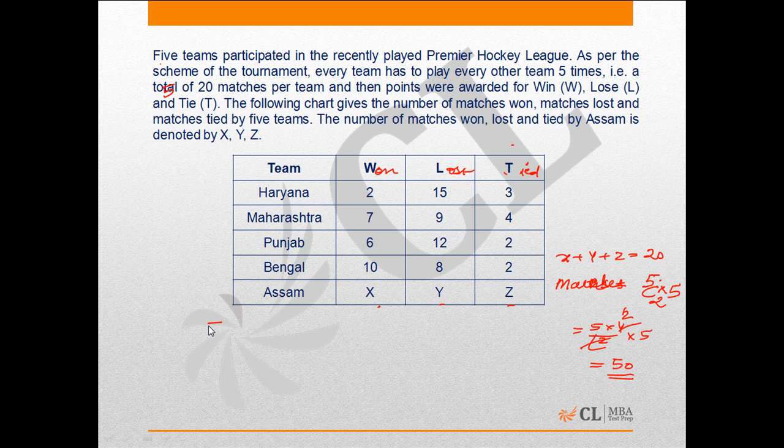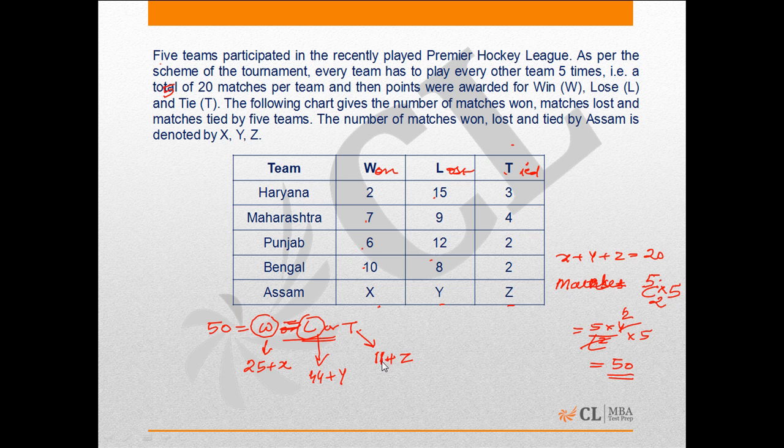Whatever may be the 50 matches, those 50 matches are either going to be won or lost or tied. So their sum total should be equal to 50, right? So total number of wins, let's talk about this. This is 2 plus 7 plus 6 plus 10. So total number of wins is 25 plus x. Total number of losses, 15 plus 9 plus 12 plus 8 plus y. Okay. So can I say the number of wins are actually going to be equal to the number of losses, right? So we can calculate this as 20, 30, 44 plus y. And total number of ties is going to be 7 plus 4, 11 plus z.